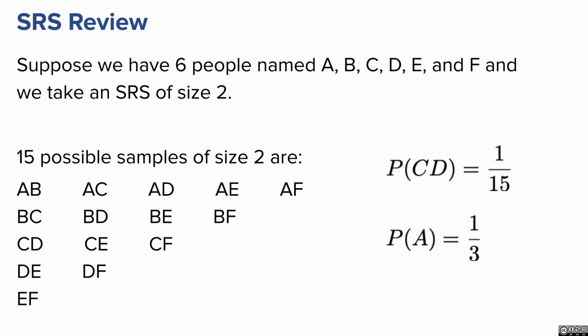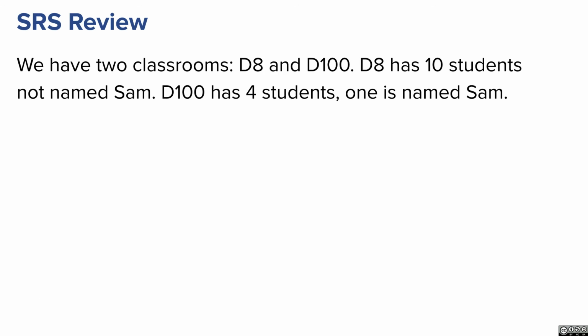The other way of doing this problem involves knowing that, for example, to pick A in your sample, A has to be either the first person in the sample or the second person in the sample. And so the probability of that happening is the probability of picking A first and then some other person second, or picking some other person first and A second, and adding those probabilities together. But we'll get more practice with that in probably this next example here.